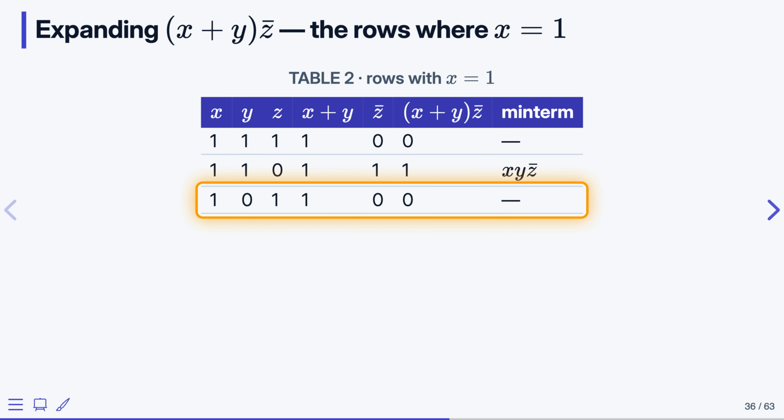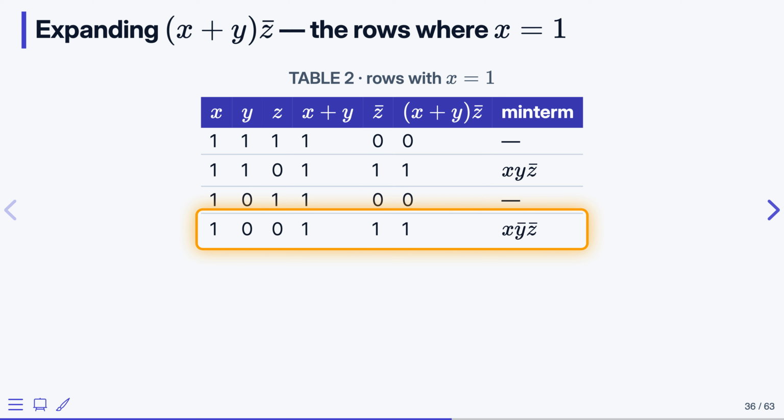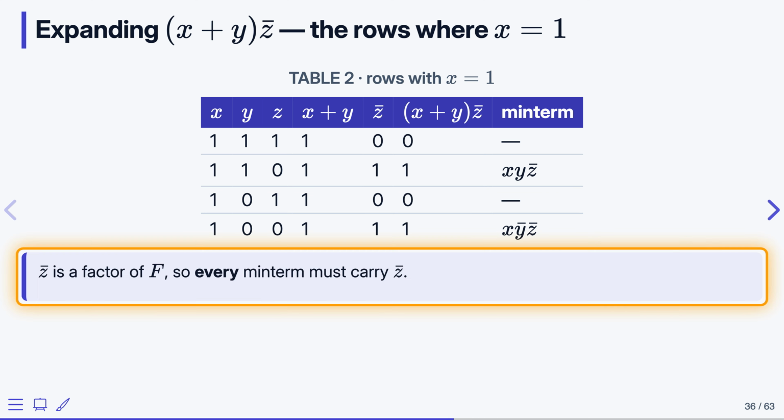Row 3. X plus y is 1. Z is 1, so bar z is 0. F is 0, no minterm. Row 4. X plus y is 1. Z is 0, so bar z is 1. F is 1. The minterm reads x is 1, y is 0, z is 0, giving x bar y bar z. Notice the pattern already. Bar z has to be 1, so every minterm will carry a bar z.